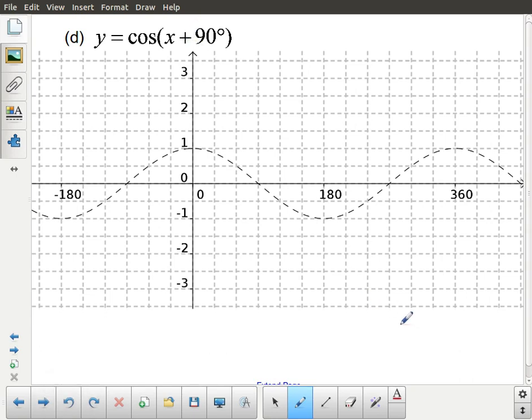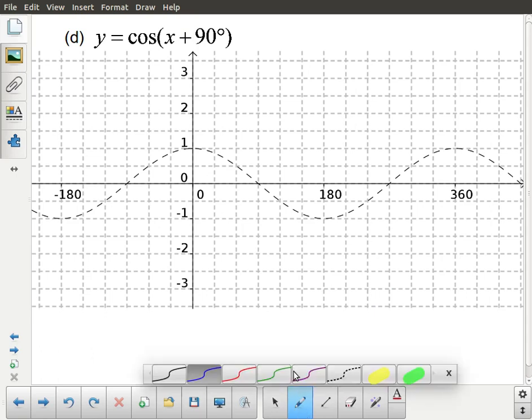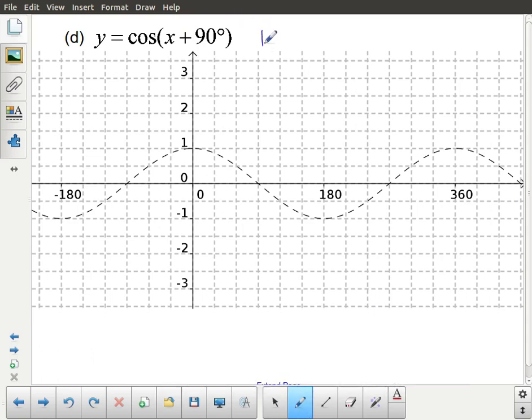Now, here's where I'm introducing this idea of a phase shift, and the phase shift comes from a horizontal transformation. Now, this says x plus 90, but remember the standard form of this is x minus p. So this actually tells me that I have a p-value of -90 degrees, and that means my whole graph has shifted left by 90 degrees.